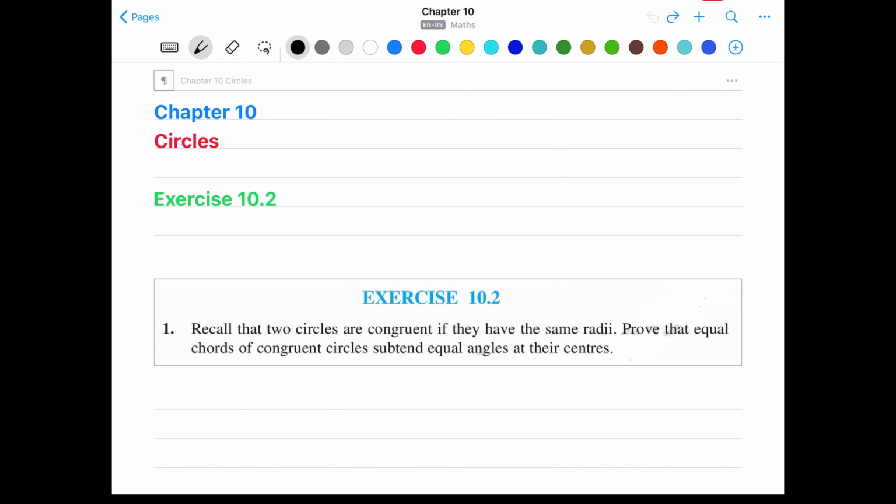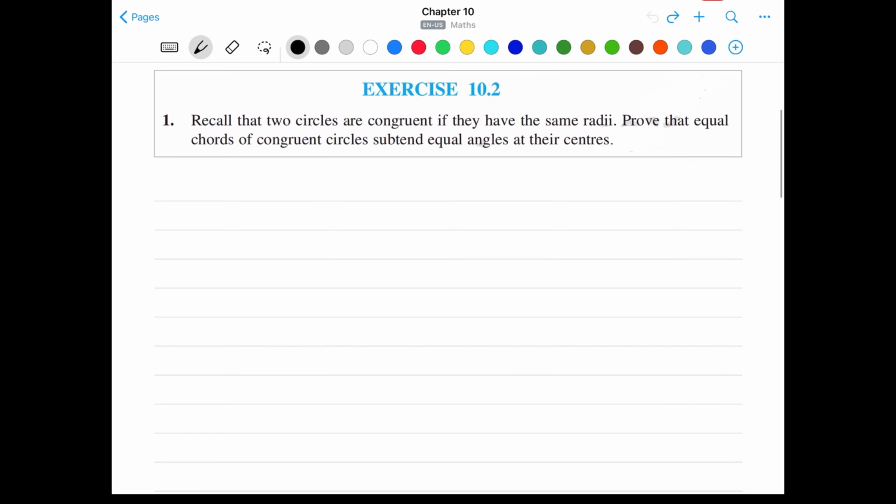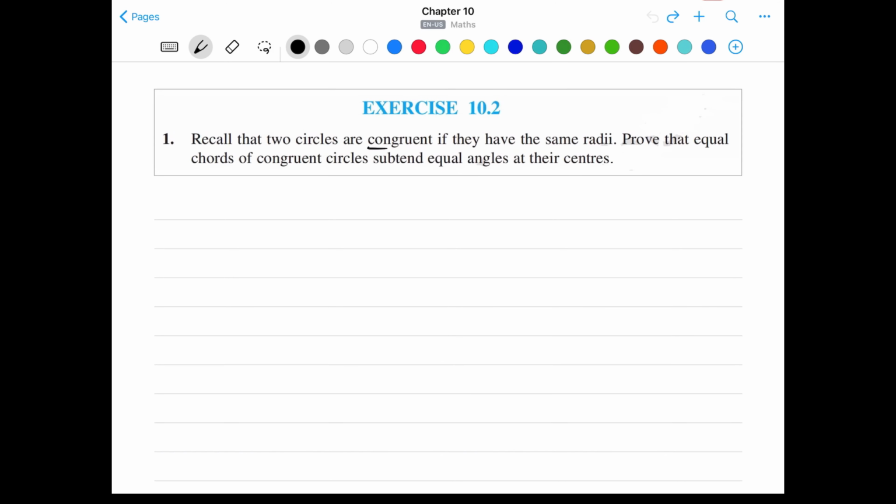This exercise again has only two questions, so we are going to start with the first one. The first question is: recall that two circles are congruent if they have the same radii. Congruent means two shapes that are exactly equal in shape and size. So the two circles are congruent only if they have the same radii. That means if the radii of the circles are equal, then they will be congruent circles. Now further we have to prove that equal chords of congruent circles subtend equal angles at the center.